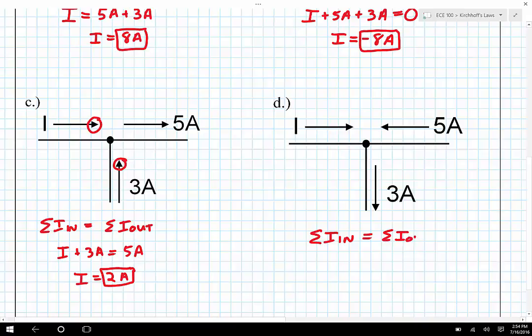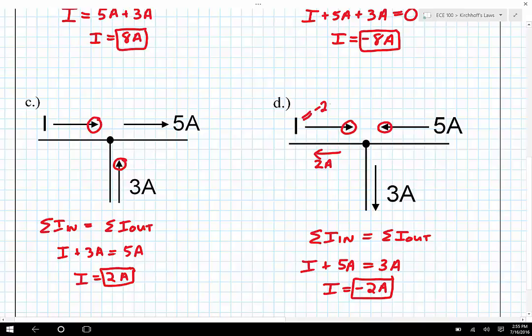For the last example in this one, we have the sum of the currents in is equal to the sum of the currents out. We have two currents entering, and so therefore we're going to have I plus 5 amps equal to 3 amps, and therefore I is equal to negative 2 amps, which just means I was drawn backwards. So in reality, there are 2 amps flowing in this direction, but because I was drawn this way and we were asked to find I, I is equal to negative 2 amps.